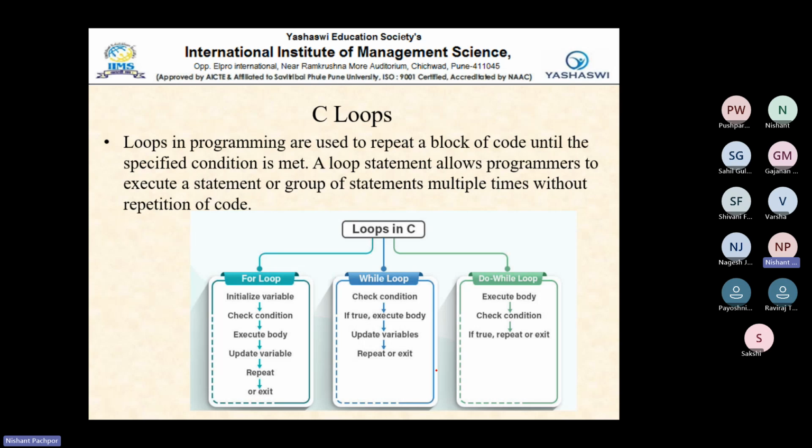After that, there are the C loop statements. Loops in programming are used to repeat a block of code until the specified condition is met. Why did we write the C loop statements?